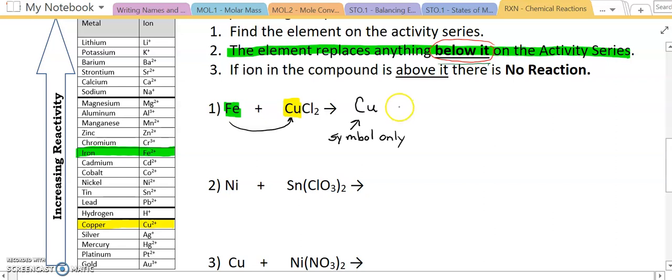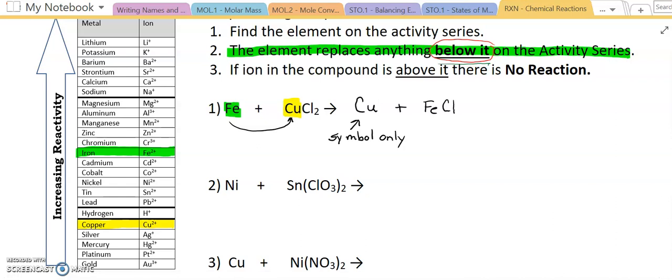And then I have to write a new compound. And what's my new compound? Well, iron is going to sit with chlorine. But it is really important that I am using either my periodic table, or in this case, my activity series to figure out charges and write a new formula. You cannot steal the 2 from over here.